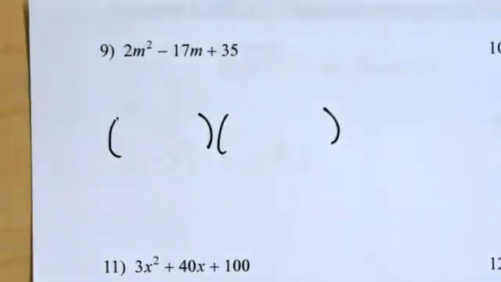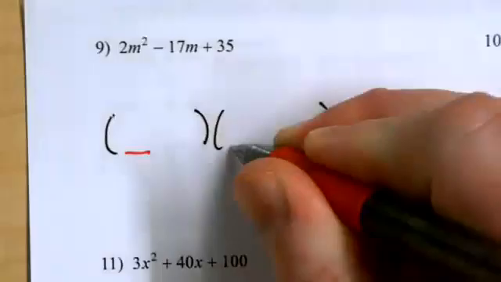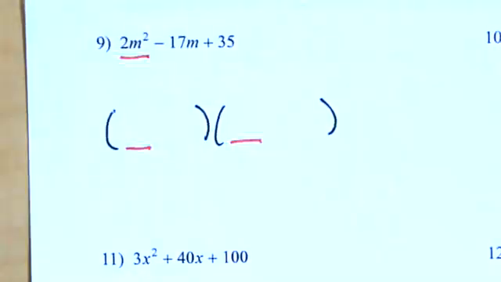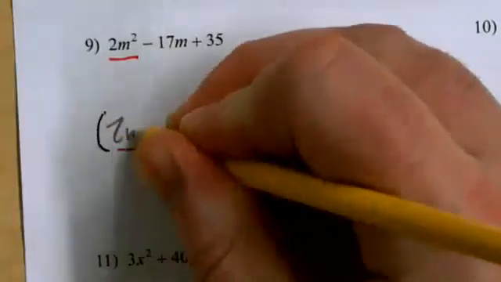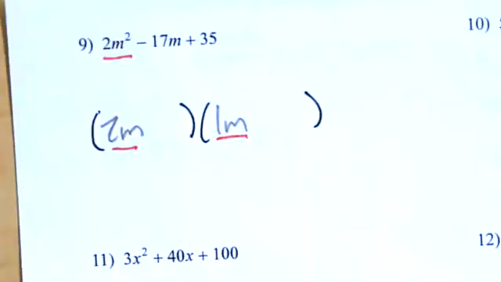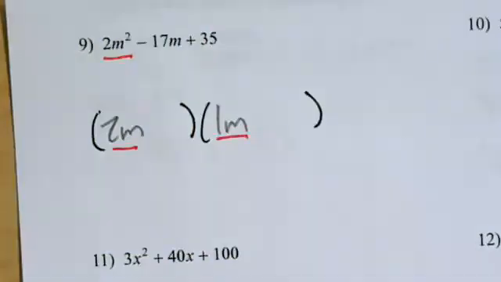What I know is that whatever I put here and whatever I put here have to multiply to give me that first term there. And I only know one way to make 2m squared. That's 2m and 1m. This is the only way to make 2m squared. So I know that one of my factors is going to have a 2m and one of them is going to have a 1m. Okay.